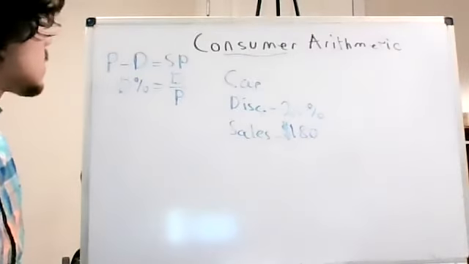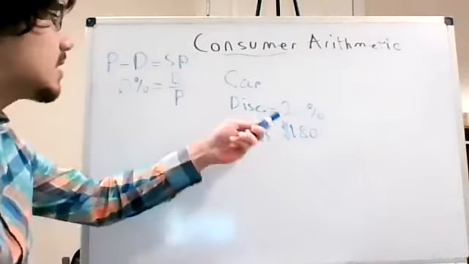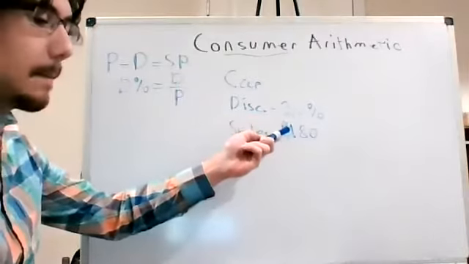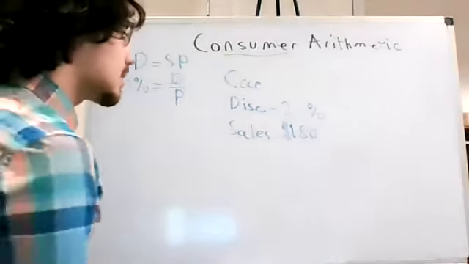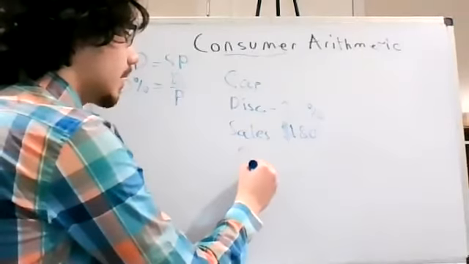All right. So with these two things, what are we missing here? The original price for the car. Yes. So we want to find the original price.